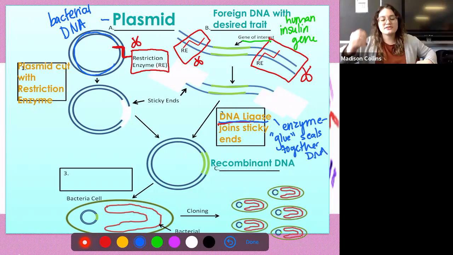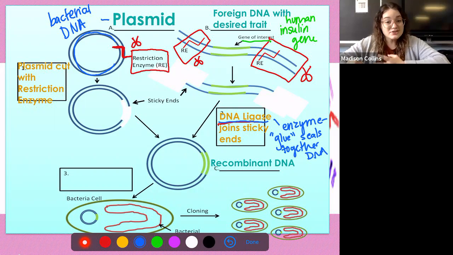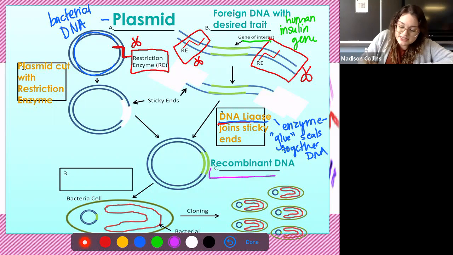Now, once we seal our human trait or our human gene into our bacterial DNA, we're then going to call this result recombinant DNA. Now, when I see this word recombinant, it kind of looks like the word combined, right? And that is because we are combining the different types of DNA.